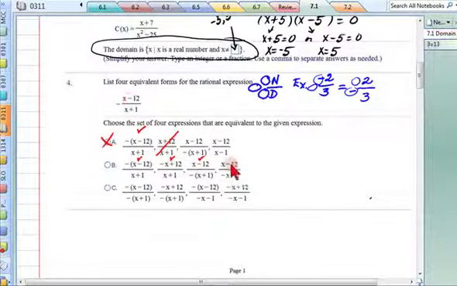The numerator, same. Sign in front of the fraction got changed. Denominator, it was x plus 1. Now it is negative x minus 1. Did they change everything about the denominator? Yes. Then they changed the sign in front and all of the denominator, so it is equivalent. So it is choice B. What we would find is that in C, at least one of them is not equivalent to this.